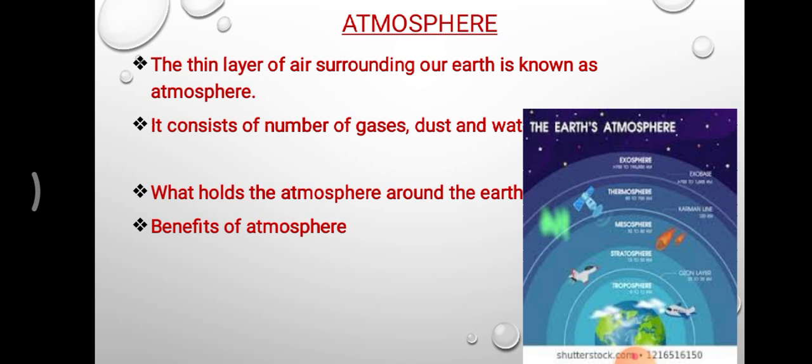Atmosphere. First, the thin layer of air surrounding our earth is known as the atmosphere. Second, it consists of a number of gases, dust and water vapour. Third, what holds the atmosphere around the earth? Fourth, benefits of the atmosphere.